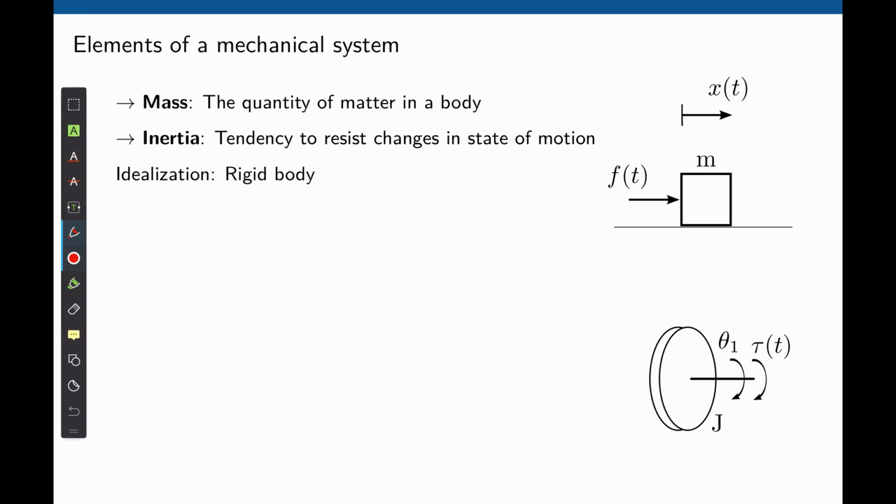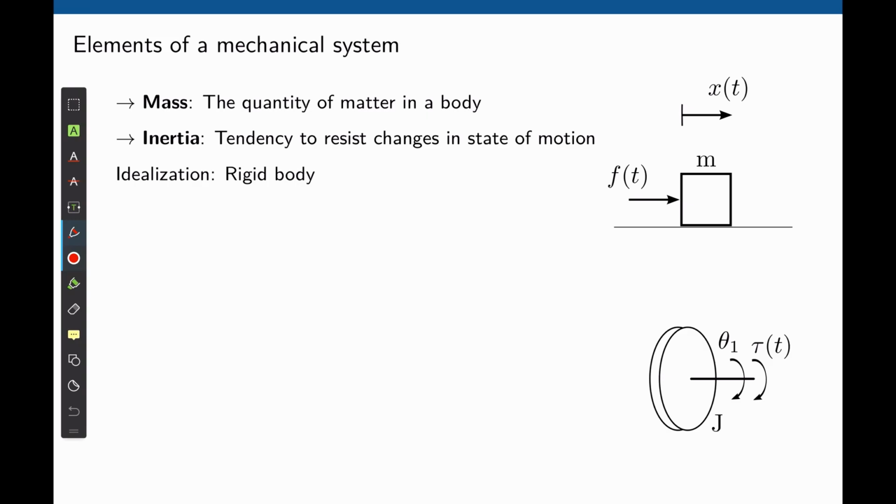In any mechanical system, there will be a mass, and the mass is what quantifies the amount of matter in a body. We are all familiar with this concept. If you apply a force to a mass, that will make the mass accelerate. Here, if you have a mass called m, and you apply a force f of t to that mass, that will result in the acceleration and the displacement of the mass.